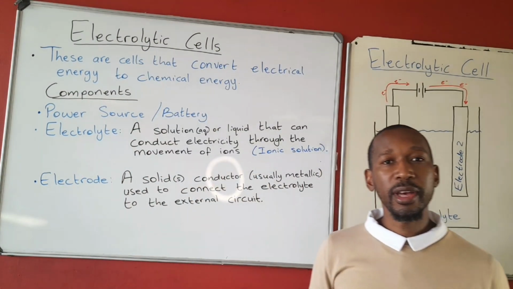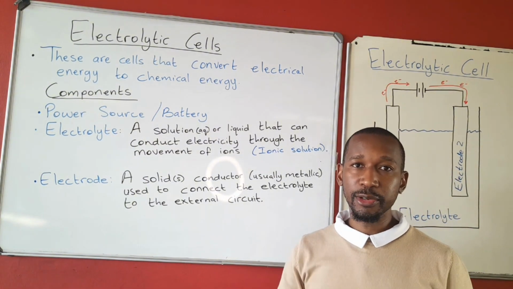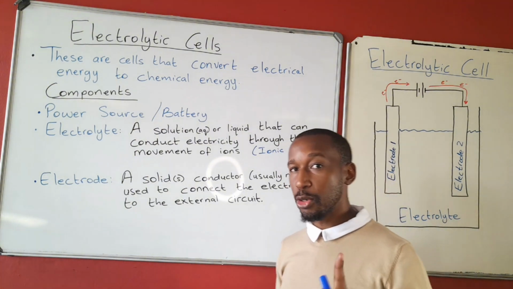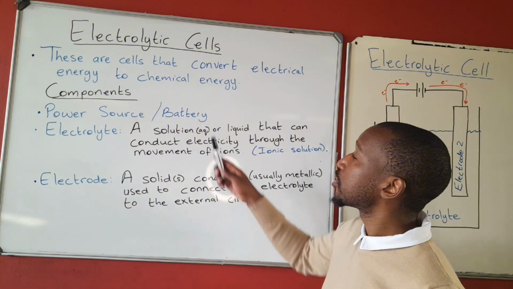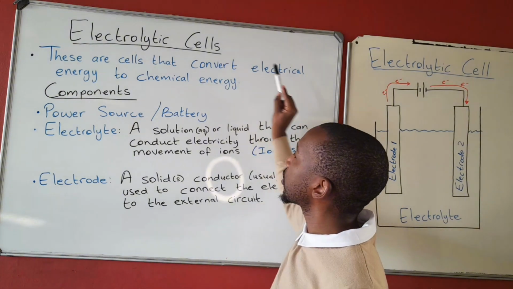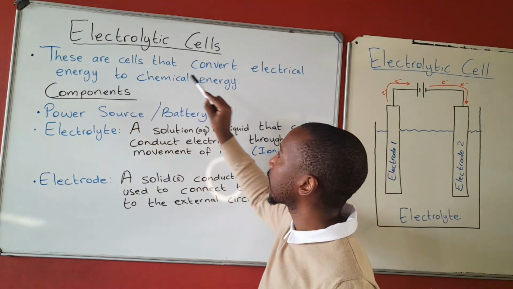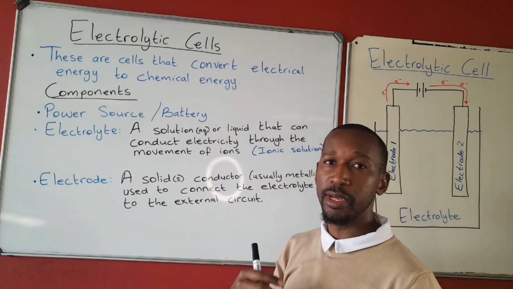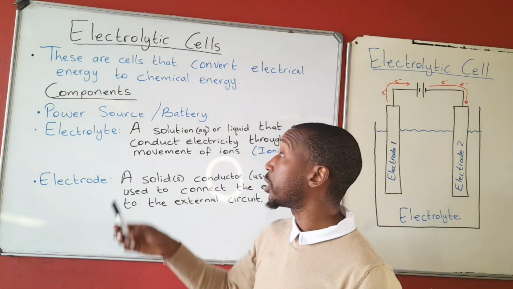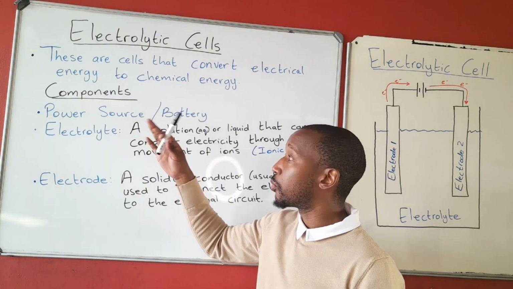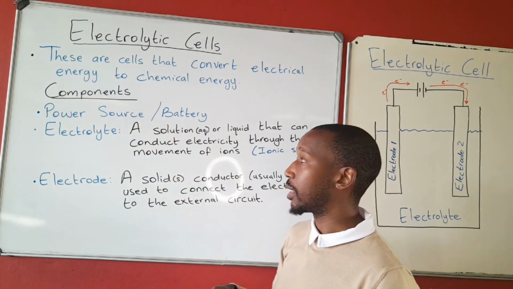Hi, so now we are going to take a look at the electrolytic cell as well as its components and functioning. So before we do that, let's define it. The electrolytic cell is a cell that converts electrical energy to chemical energy. In the components, definitely because we're going to be using electrical energy, we need a power source or battery. Without a battery, or without a power source, this cannot be done.